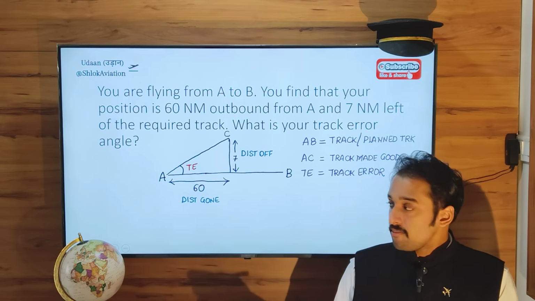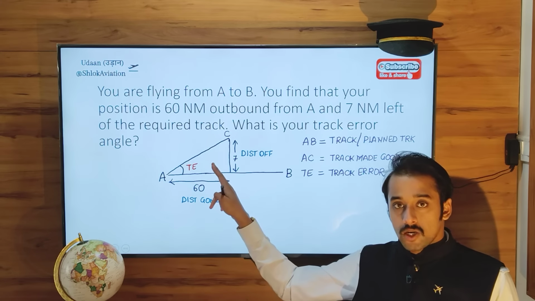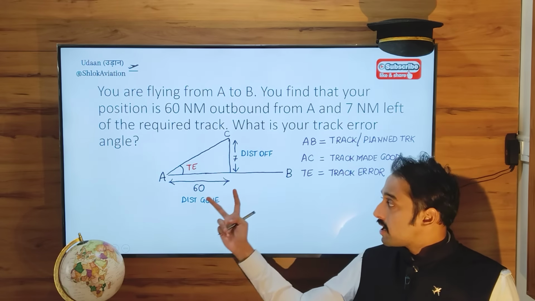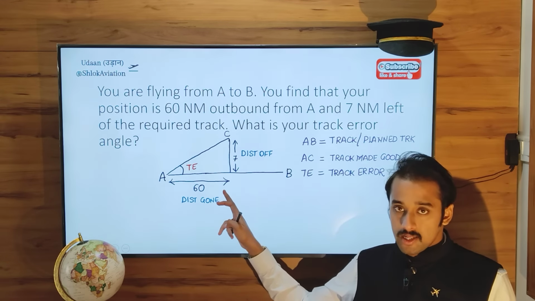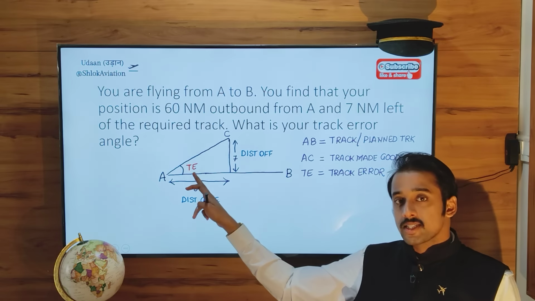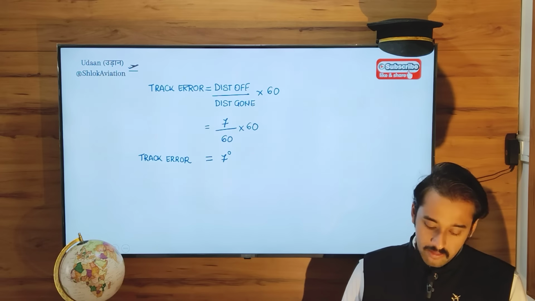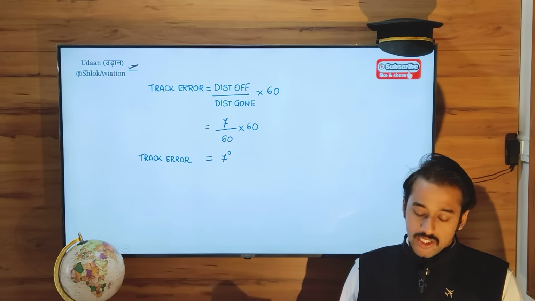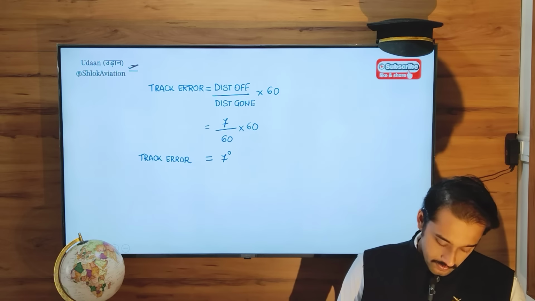So again, a quick recap. You were going from A to B, that was your planned track. A to C is your track made good. 7 nautical miles is your distance of the track. And so far you have covered a distance of 60 nautical miles. So find track error, which is the angle between track made good and your planned track. The formula being track error angle equals distance of track divided by distance gone into 60. Substitute the values correctly and get the answer.